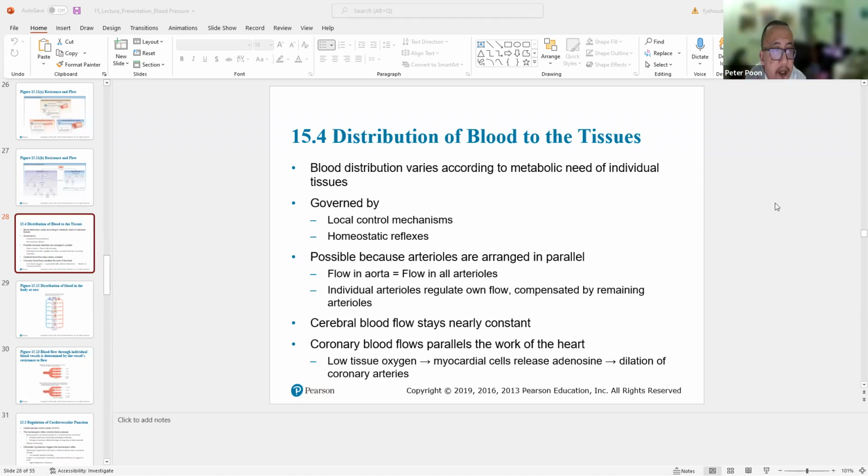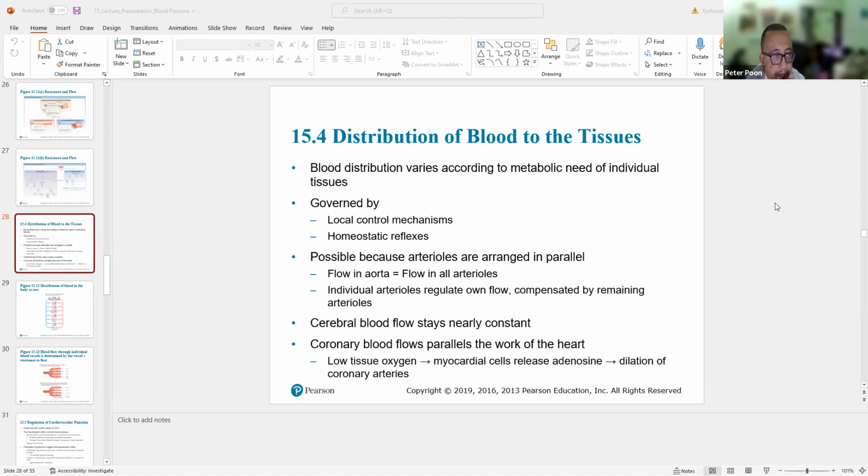So, the distribution of blood to the tissues. Blood distribution varies according to the metabolic need of individual tissues. They're governed by very local mechanisms and homeostatic reflexes. I'll explain that in a little bit more detail as we go along.